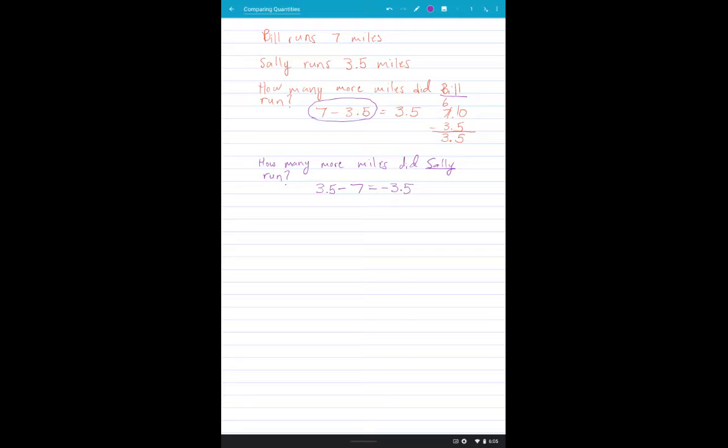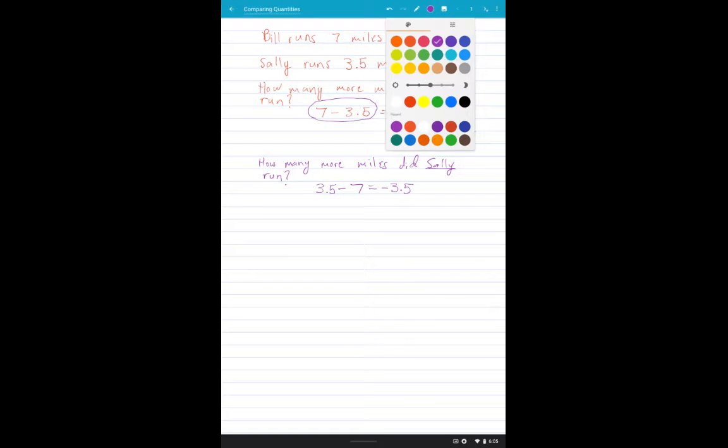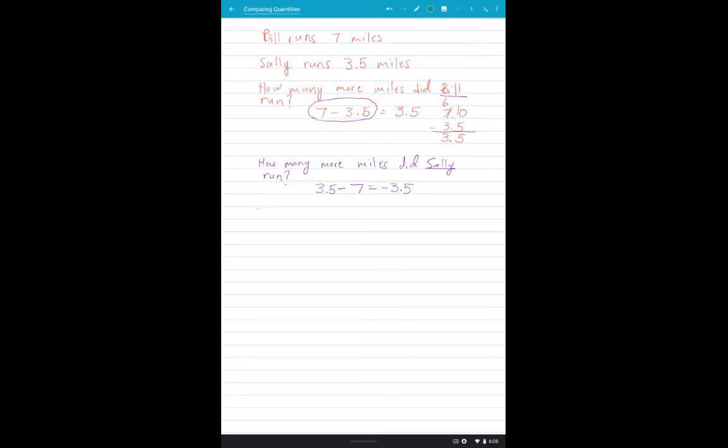Now, the new way of comparing numbers would be this question. I'm gonna write this question in green. How many times faster is Bill than Sally? Notice the keyword times lets us know that we have to divide or set up a ratio.